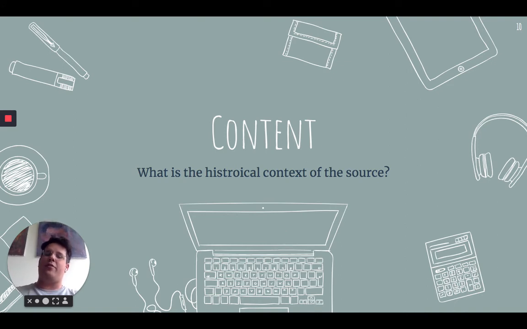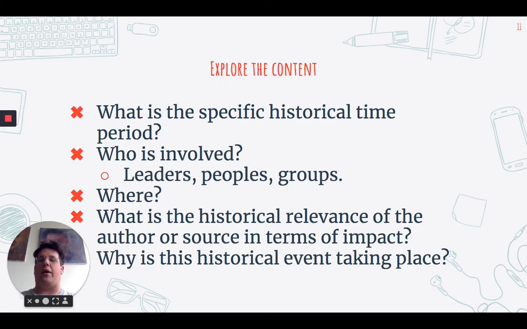Moving on to content, we're going to be asking what is the historical context of the source. Here we're actually looking at what the source is. So first we're going to be asking what is a specific historical time period from which the source is taken. Who is involved? We're looking at leaders, peoples, groups, societies, the actors that are actually doing something within that specific scenario. Where is this taking place, and what is the historical relevance of the author or the source in terms of its impact? And finally, let's talk about why this historical event is taking place?